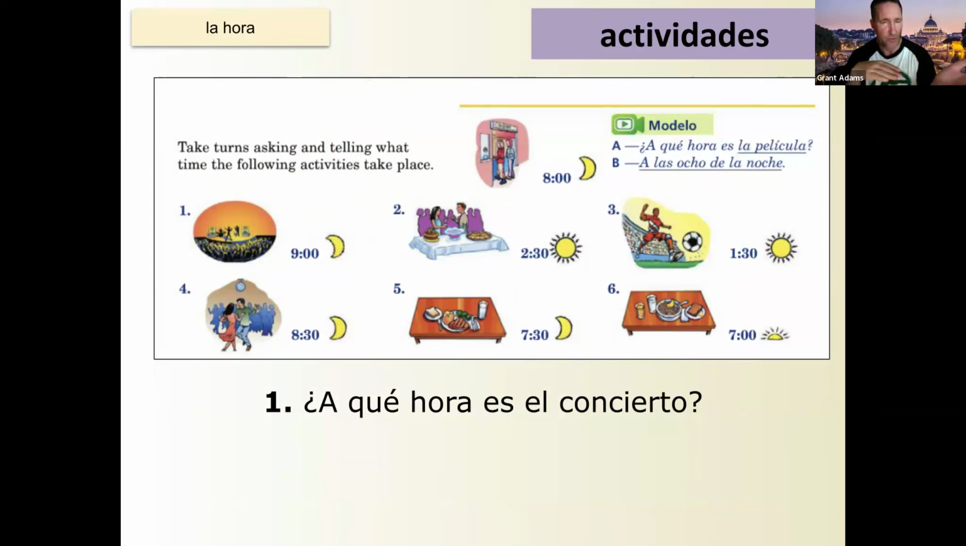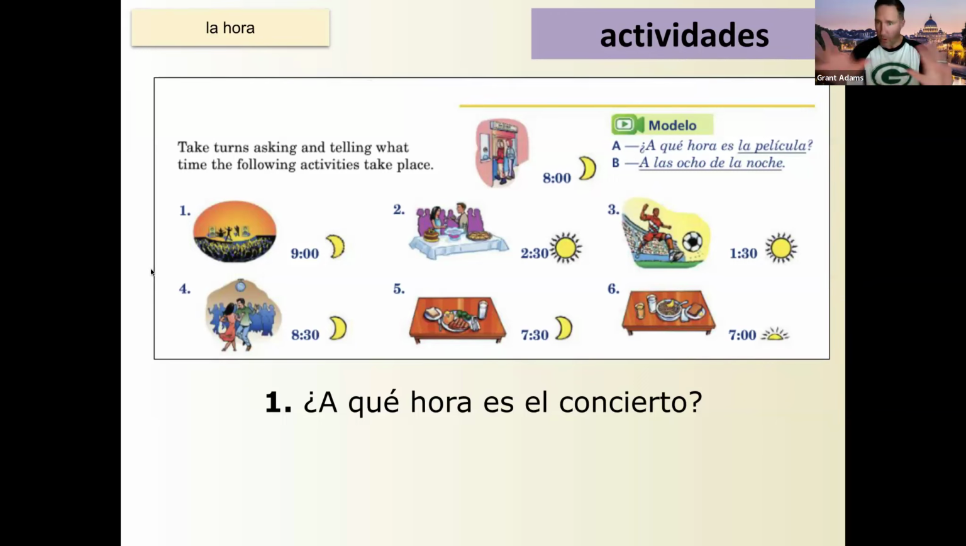Now, usually after 12, we start getting into de la tarde. And when the sun goes down, de la noche. It could be 7 p.m. and still be de la tarde. It's usually when the sun goes down that your mind shifts from day to night, or afternoon to night, I should say. Okay, número uno.